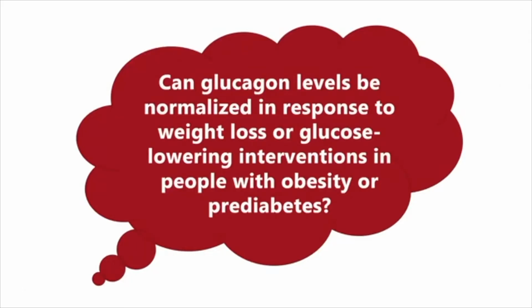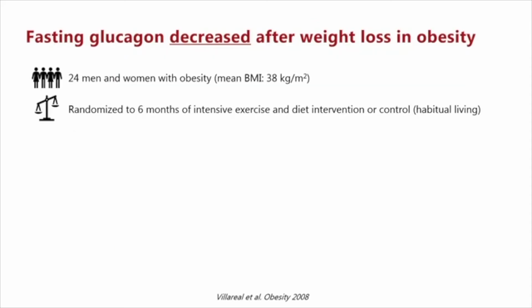So the next question, now we know that there are elevated fasting glucagon levels in people with prediabetes: can they be normalized, for instance, after weight loss or after a glucose-lowering intervention? There are very diverse results from the different studies which have been performed over the years. So I'll just show you some examples.